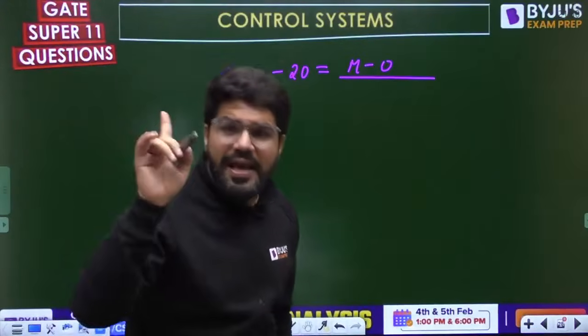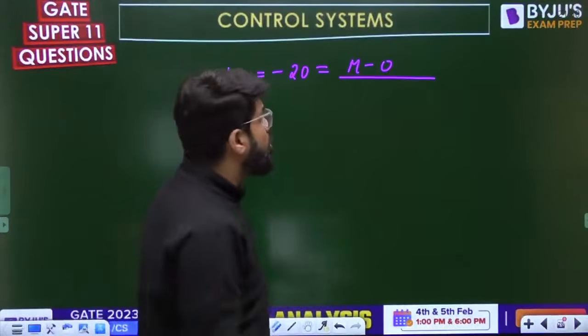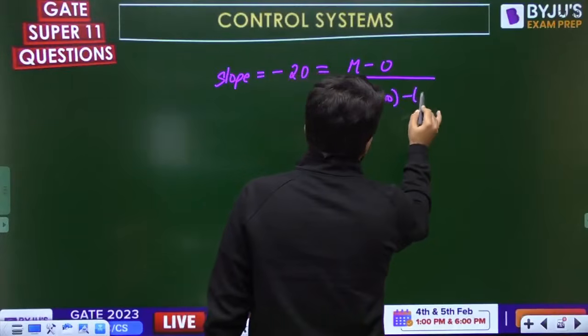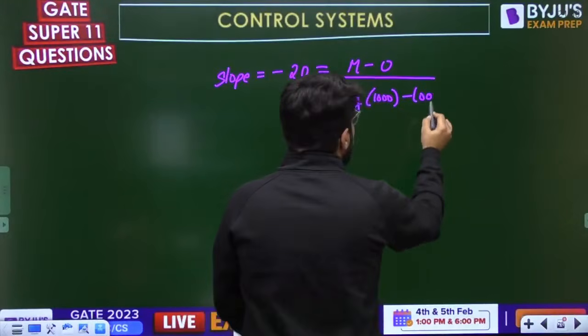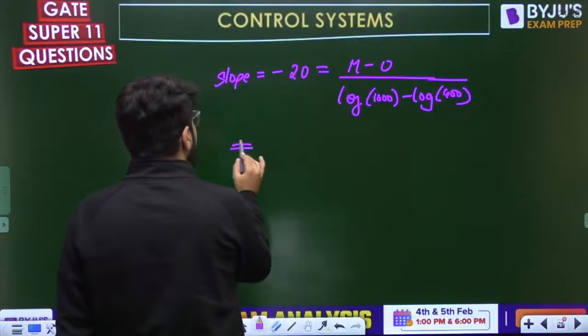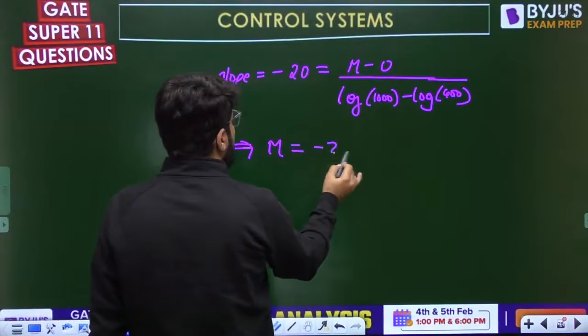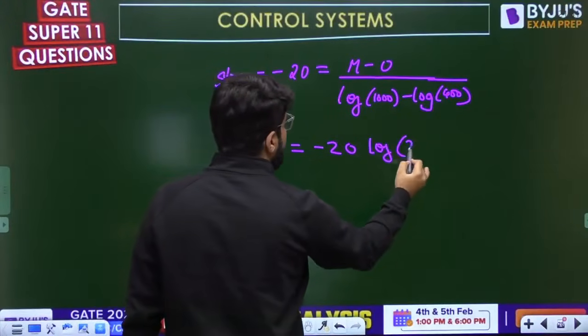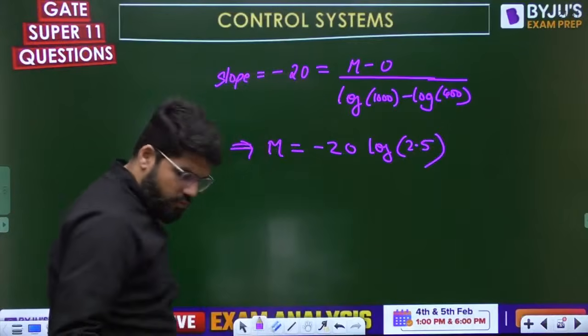In a Bode plot, the x-axis always represents log omega. So log of 1000 minus log of 400. Never write omega 2 minus omega 1. It is log omega 2 minus log omega 1. Solve from here. The magnitude is -20 times log of 1000 by 400, which is log of 2.5 actually. So -20 log of 2.5.